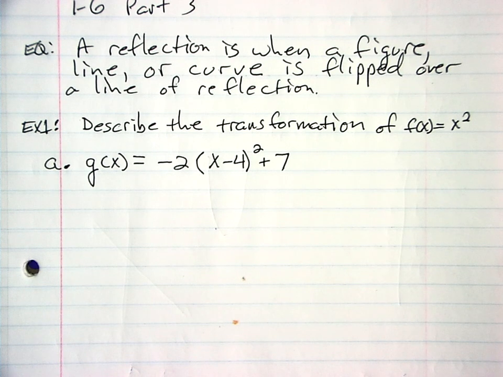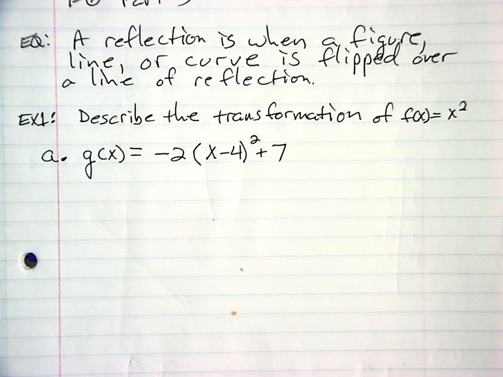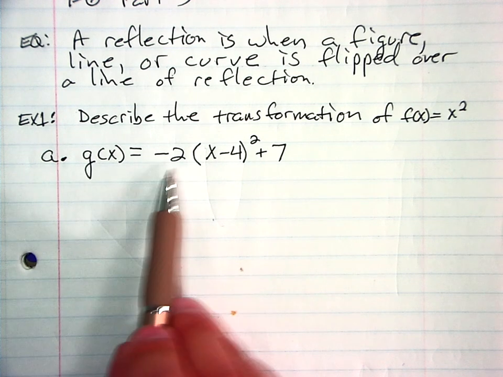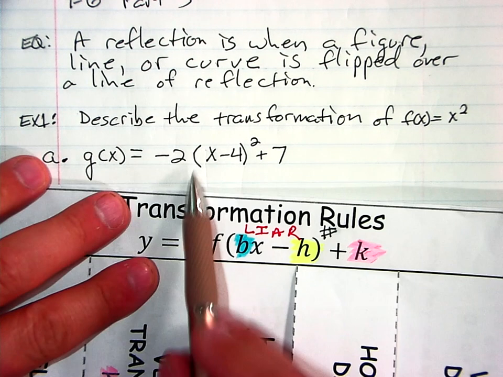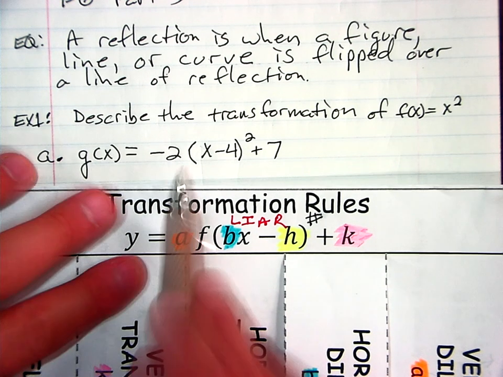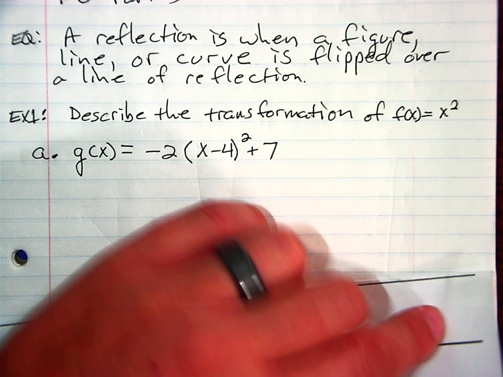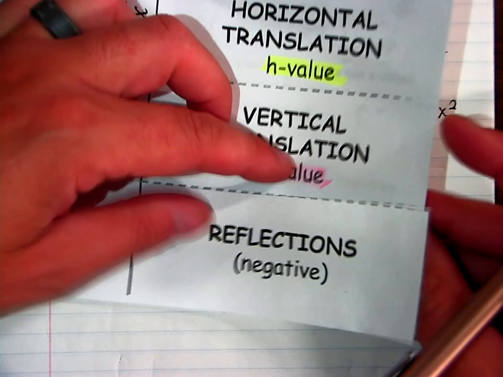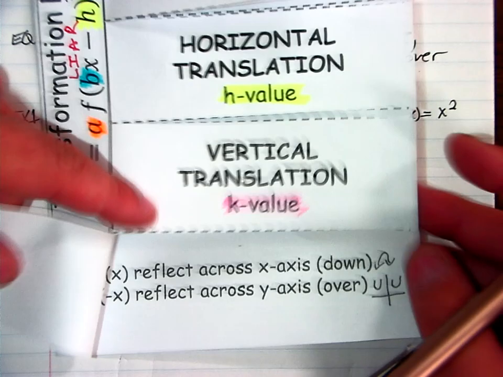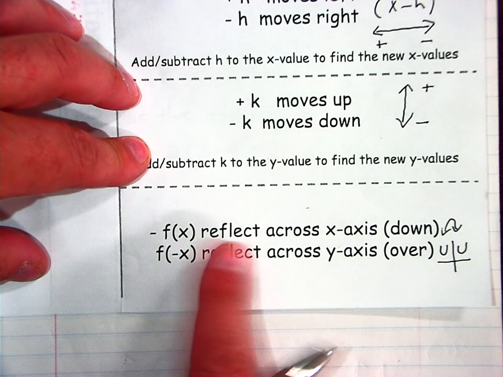All right, so describe the transformations of f of x equals x squared. So what I suggest you do is get out your little foldable, because this will make your life easier. And this right here is an A term. How do I know that? Because it's in front of my parentheses, so that's an A term. What is the negative sign telling me to do? Let's open up our A value. Oh, it's at the bottom actually, because it says reflections, negative. So if it is outside my parentheses, see how this is outside my parentheses? That means it's my A term.